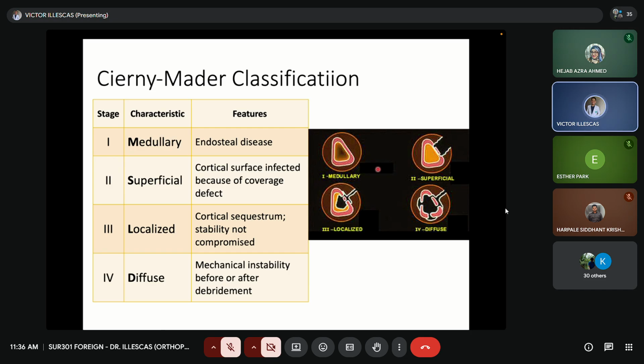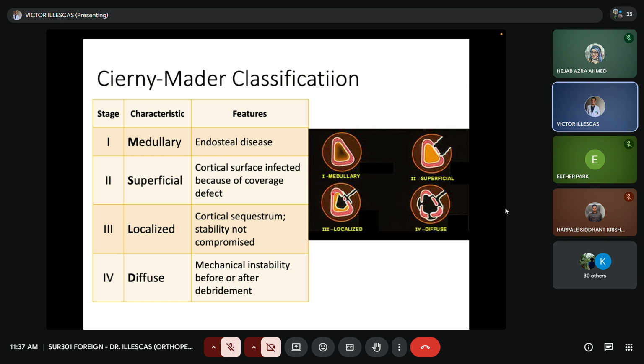Okay? Another classification that you can do with bony infection is the Cierny-Mader classification. I want you to remember this table. Okay? Cierny-Mader 1 is only medullary in location. So it's only in the medullary canal that's infected. In stage 2 or superficial, cortical surface is infected, but there's no defect. In stage 3, one of the cortices has been compromised already, but the other cortex is still intact here.